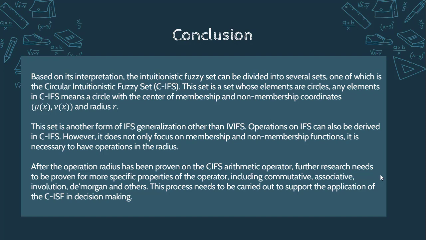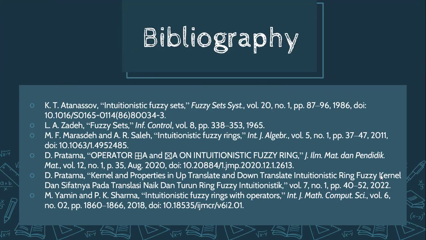Operations on IFS can also be derived in CIFS. However, it does not only focus on the membership and non-membership functions. It is necessary to have an operation on the radius. After the radius operation has been proven on the CIFS arithmetic operators, further research needs to prove more specific properties in algebra, including commutative, associative, involution, De Morgan, and many others. This process needs to be carried out to support the application of CIFS in decision making. And this is the reference.